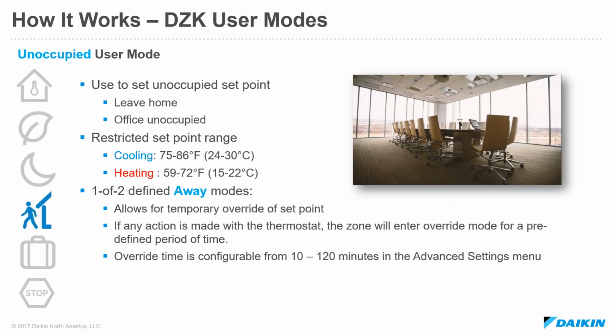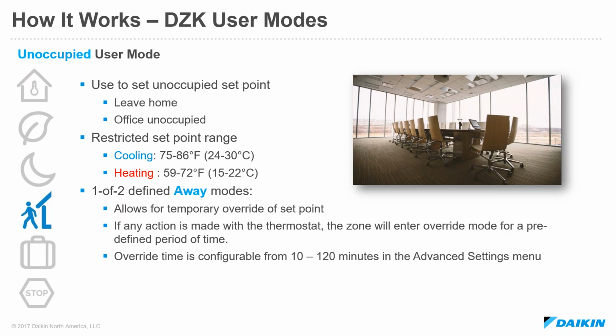There's an unoccupied user mode. The icon that would be seen on the screen looks like a little man walking out of a house. This is ideal for unoccupied operation. In a residential use, the user is leaving home. In a commercial use, the office is unoccupied. It's 5 p.m., 6 p.m., and we can broadcast the unoccupied set points to all zones on the DZK. When it comes to set point range configuration, the unoccupied set points become a little bit more restrictive. In cooling, we can do 75 to 86 Fahrenheit. In heating, we can do 59 to 72.